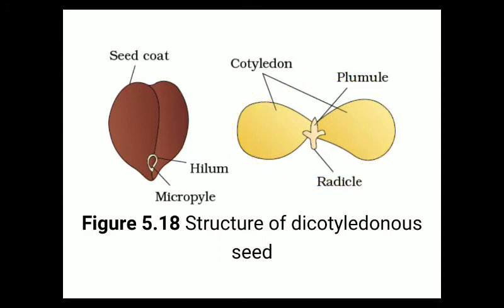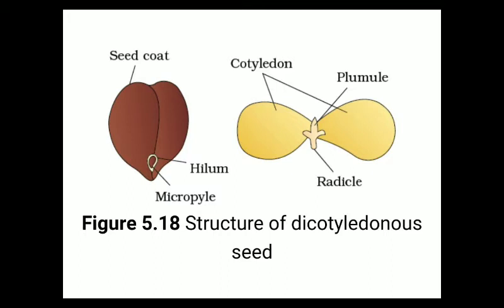The embryo consists of embryonal axis and cotyledon. So the embryo consists of two parts. The first one is the embryonal axis and the second part of the embryo is the cotyledon. Now come to the embryonal axis. In this diagram, this structure is known as what? Embryonal axis. Now this embryonal axis also has two parts, the radicle and plumule.